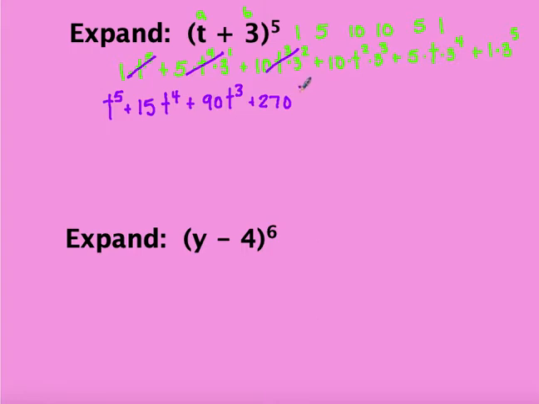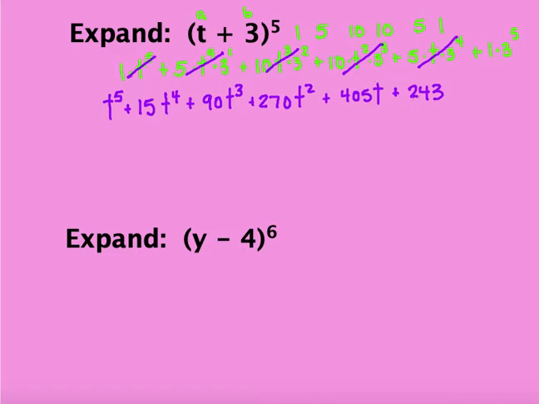I got a little ahead of myself. T squared. Then I'm going to have 3 to the fourth power, and I'm going to take 3 to the fourth power times 5, which gives me 405 t, that's this power. Then my last term is simply 3 to the fifth power, which is just 243 times 1. So if I were to expand t plus 3 and multiply itself by itself 5 times, I would end up with this polynomial. Okay, let's look at expanding y minus 4 to the sixth power.